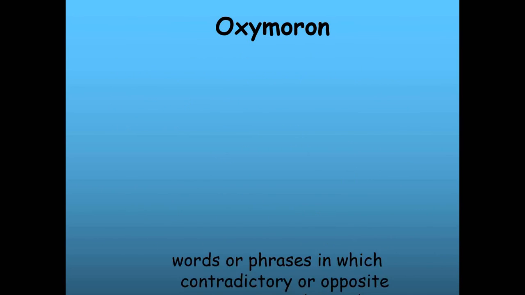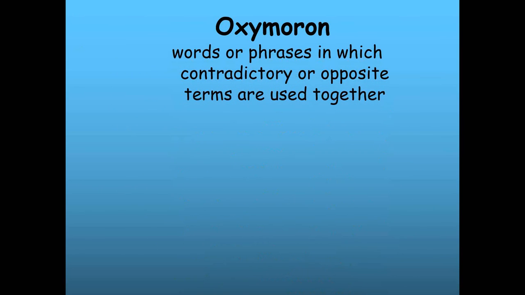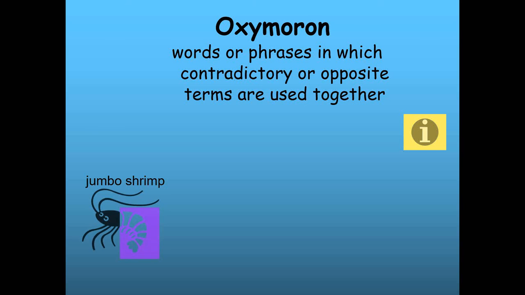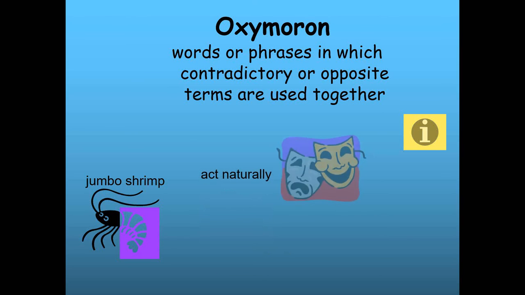The oxymoron, or oxymora, are words or phrases in which contradictory or opposite terms are used together. I'm using two contradicting words, two opposite words, but they are giving me a meaning together. For example, when I say jumbo shrimp, act naturally. Are you going to act or to be natural? But when I put them together, they are giving me a new meaning.